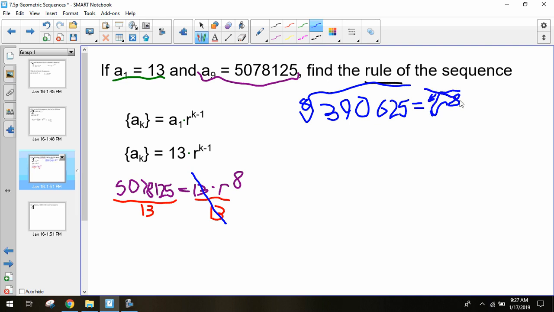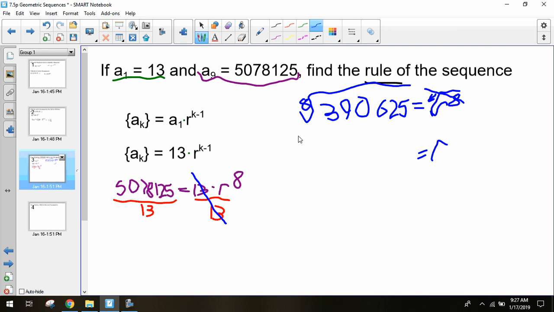So if we take the 8th root, our 8 exponent cancels out, so we're just left with r. But we need to find the 8th root of this number. So what you can do in your calculator is hit math, and it'll take you to that frac dec thing we were just at. If you go down to number 5, the one that has the x square root, hit enter.